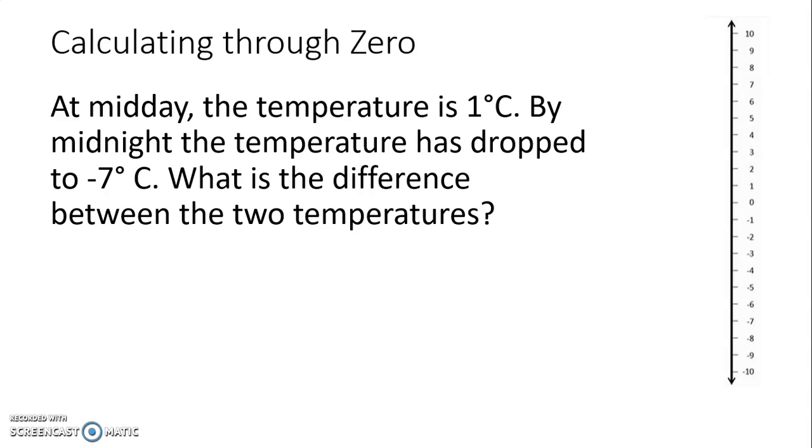At midday, the temperature is 1 degree C. By midnight, the temperature has dropped to -7 degrees C. What is the difference between the two temperatures? You should pause the video now if you want to solve this yourself.